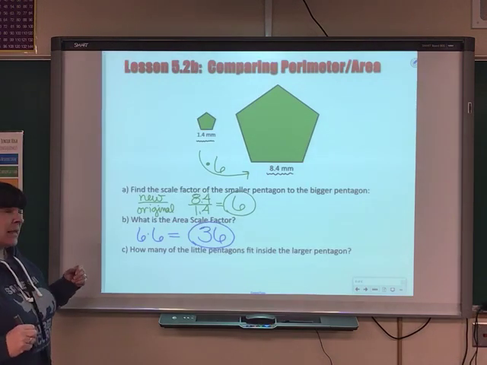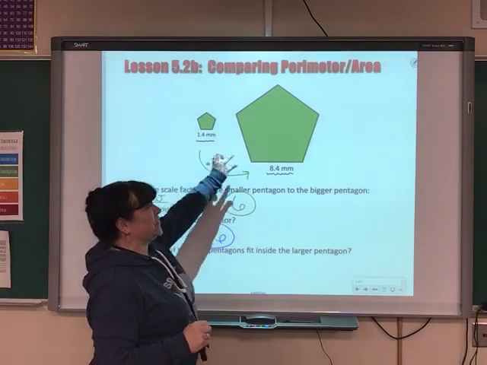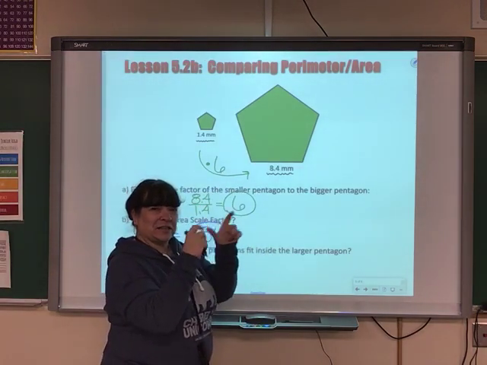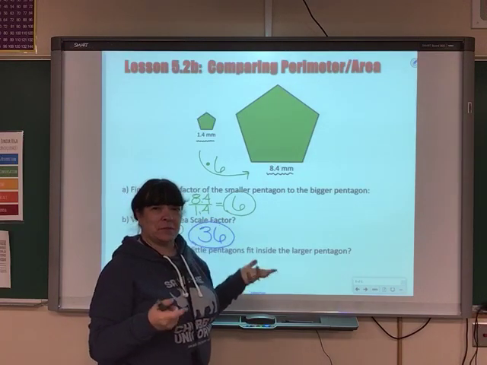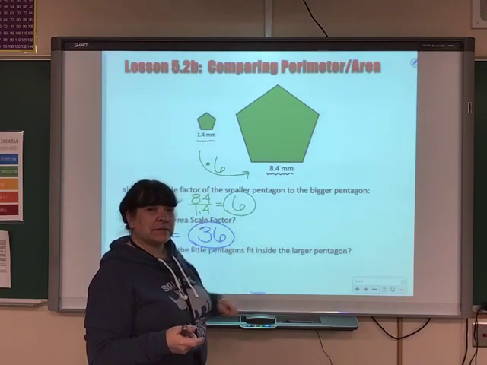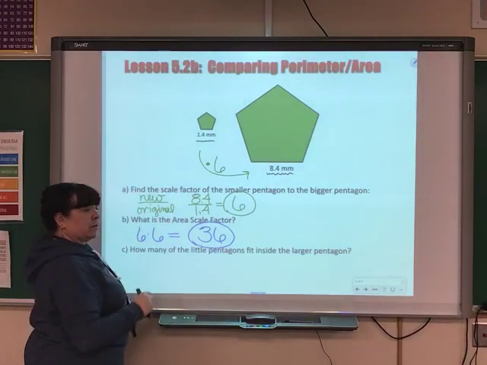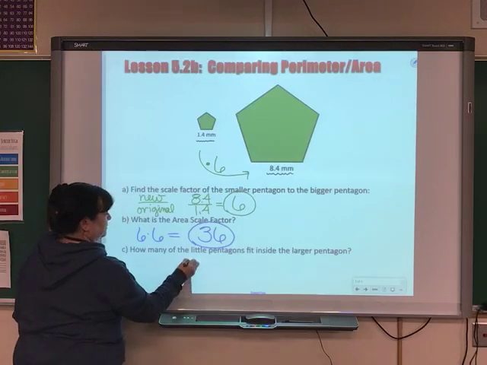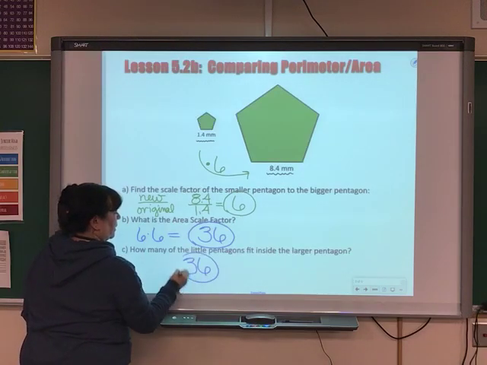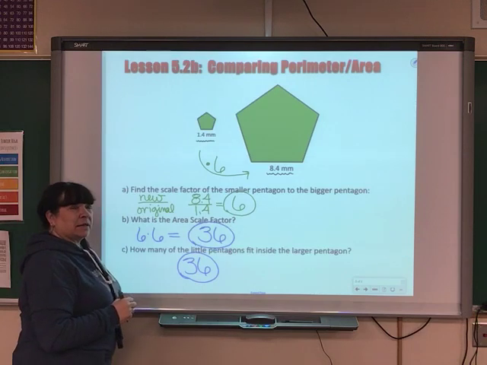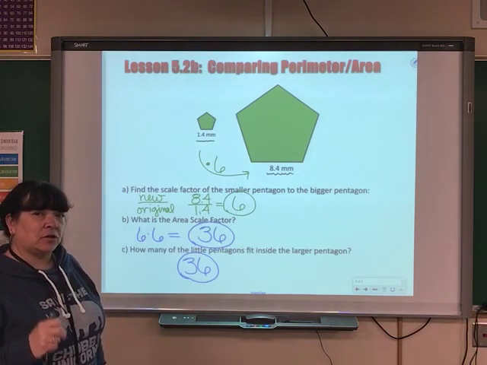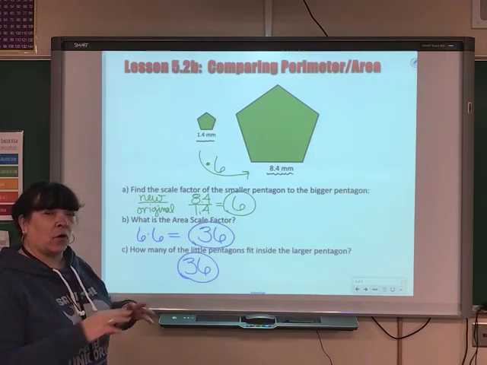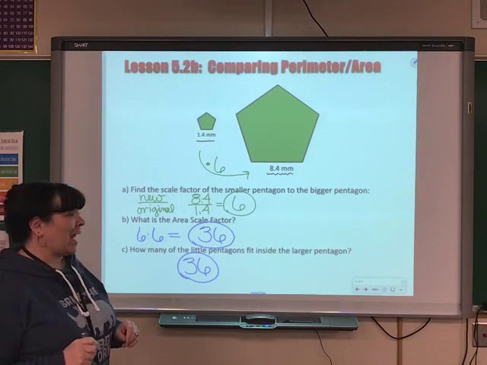And so if you're asked, how many of the little pentagons fit inside the big pentagon? Well, we don't want to sit there and try to cut the shapes and fit them in. That would be crazy. Instead, we know the area scale factor. Well, guess how many are going to fit? 36. Because you're talking area, not just one direction of length or width, but you're talking the whole area. And there you have it.